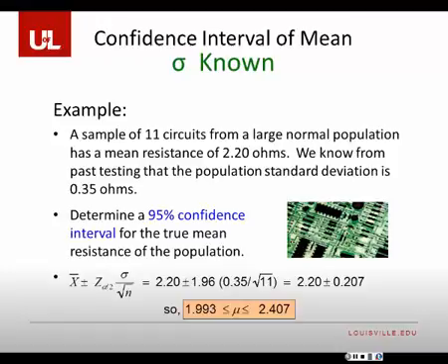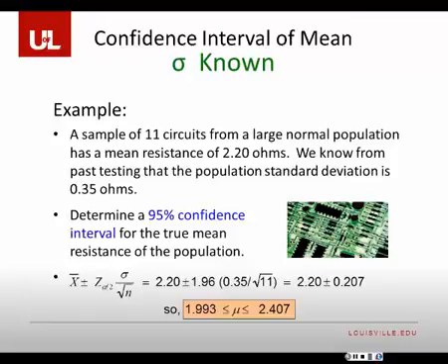So from the previous slide, we know that's going to be equal to 1.96 right here. We know that the standard deviation is 0.35. So in order to calculate the standard error, we have to take the square root of the sample size, which was 11 circuits. And then we come back here, we find that our margin of error is 0.207, so that's the multiple of these 2 components. And then we just add and subtract that from the sample mean.